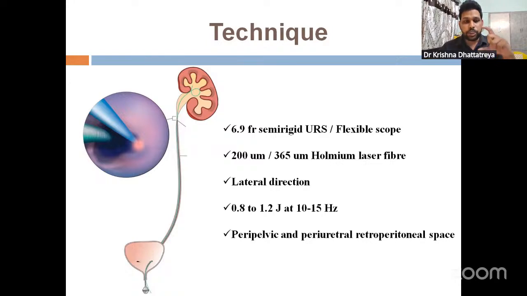And what is the position of the incision? You have to always incise in the lateral direction only. These are the technical settings: 0.8 to 1.2 joules at a frequency of 10 to 15 hertz. And what is the extent of surgery? When should you stop incising? You have to incise the stricture segment along its whole length, but what is the extent of the depth? You stop when you see the peripelvic fat, or if you are able to see the periureteral retroperitoneal space. In those conditions, that means you have reached the limit of your surgery.